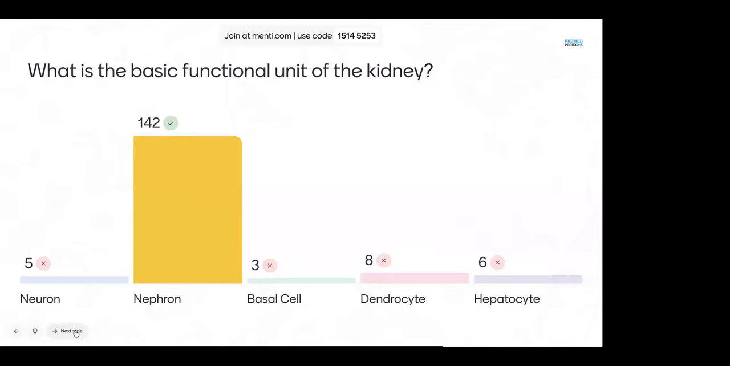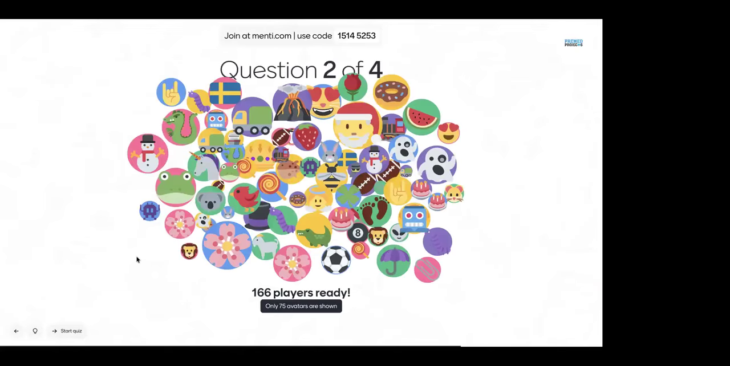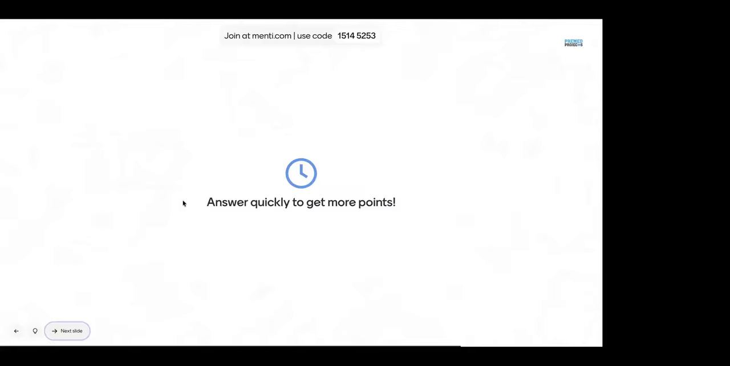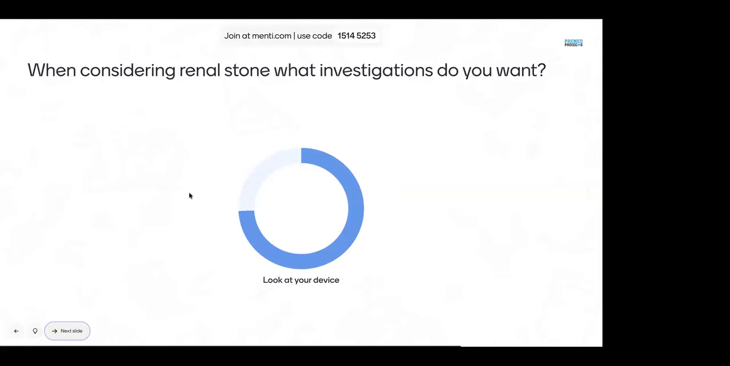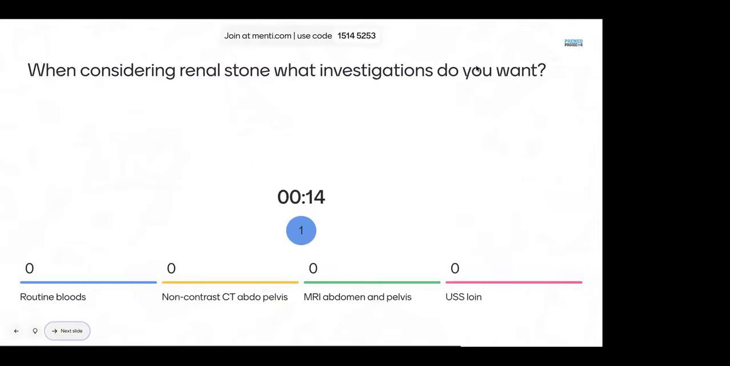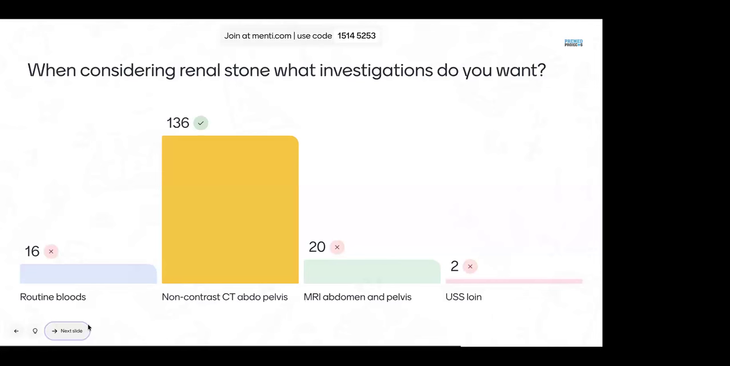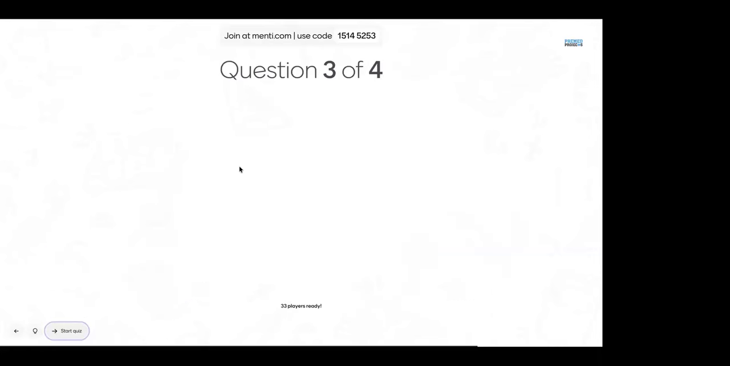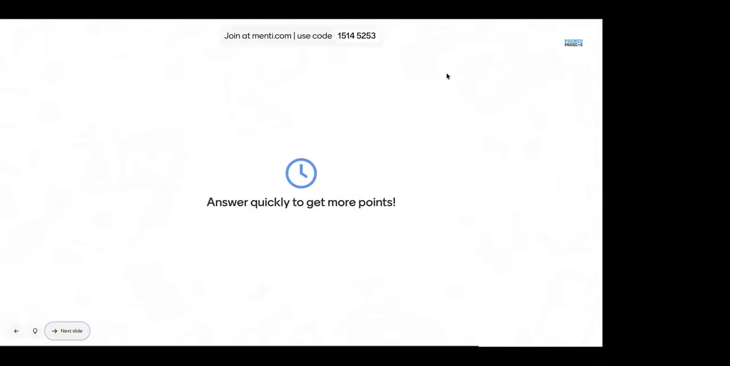Nephron, well done. You guys are smashing it. Very good. Next question. What's the investigation of choice for CT for renal stones? Kind of gave the answer away. Non-contrast CT. Excellent. Well done.